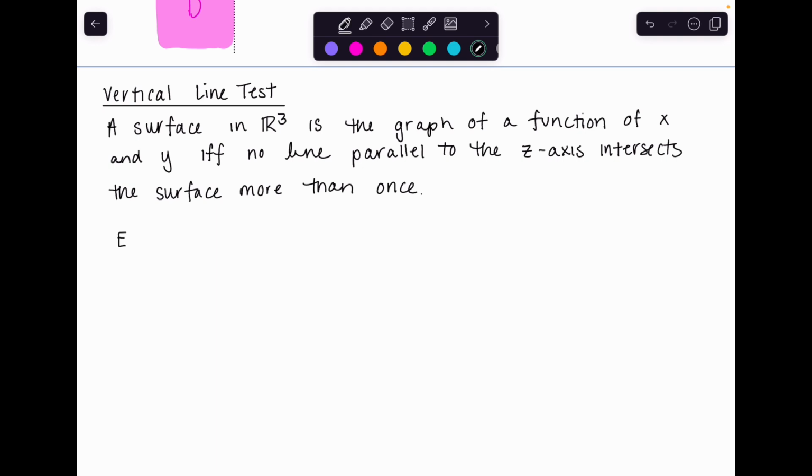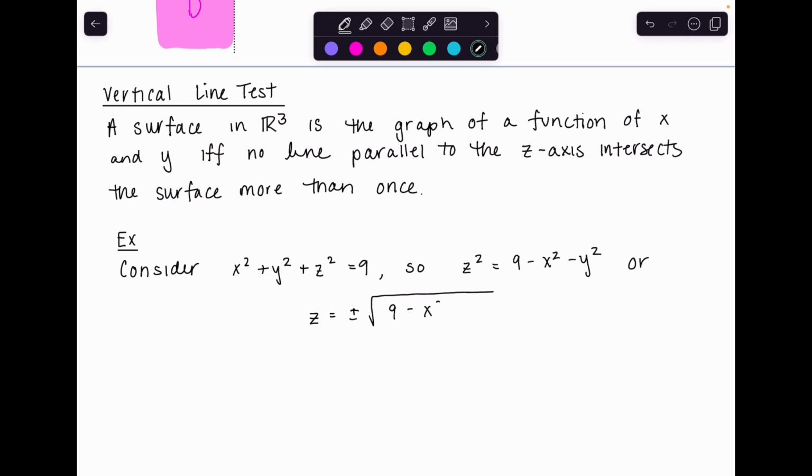So to give you an example of this, let's consider the surface x squared plus y squared plus z squared equals 9. Okay, that is exactly a sphere of radius 3, but just to kind of break this down, we can turn this into functions. You can solve this for z squared. That's really 9 minus x squared minus y squared. And then taking a square root, you get a plus or minus. So it's plus or minus the square root of 9 minus x squared minus y squared. Okay. So we consider the surface, which is just a sphere of radius 3.